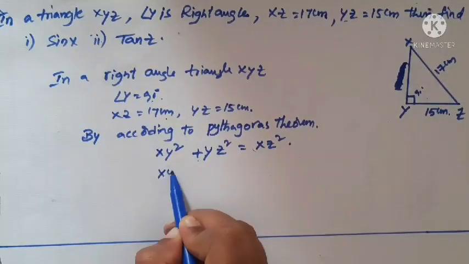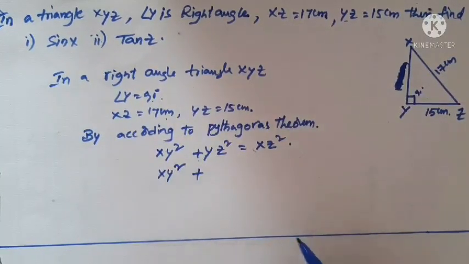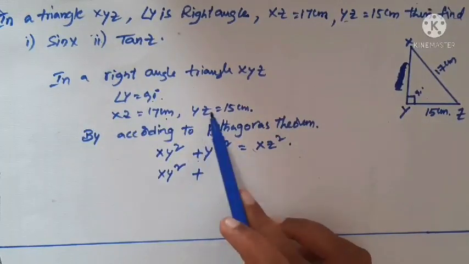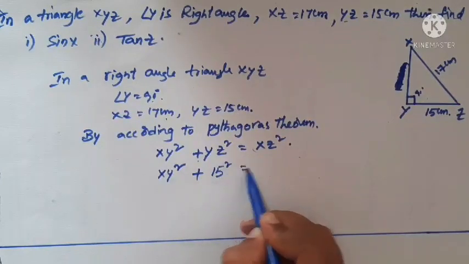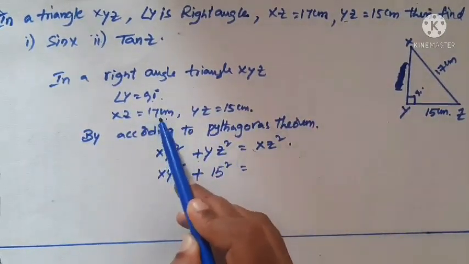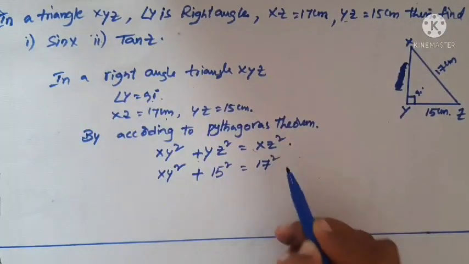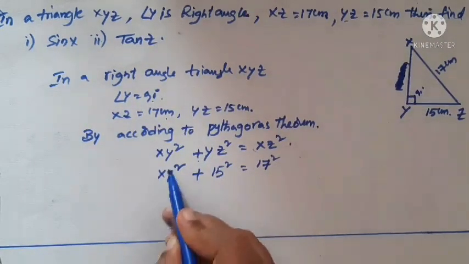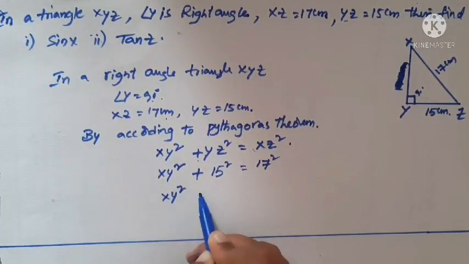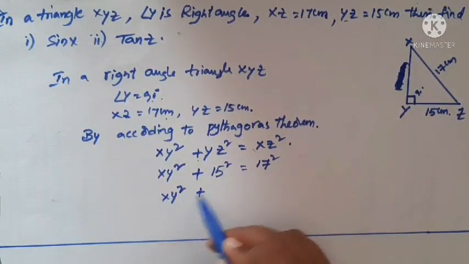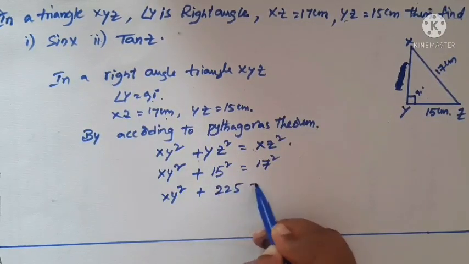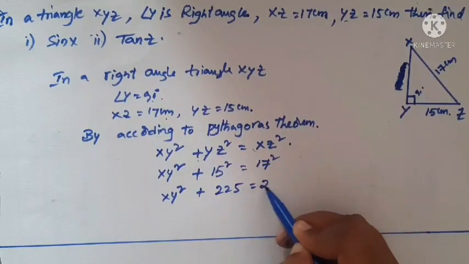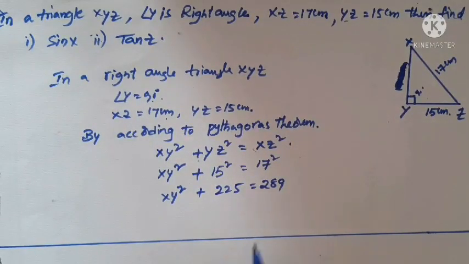So here write as usual XY square plus YZ square. What is the YZ value? See here, 15. So 15 square right here. What is the XZ value? See here, 17 is given. So right here 17 square. And now as usual XY square, which you have to find out. How much is 15 square? 225. How much is 17 square? 289.